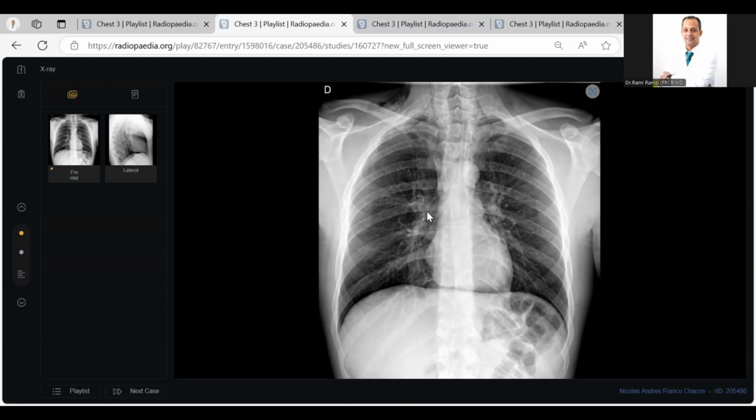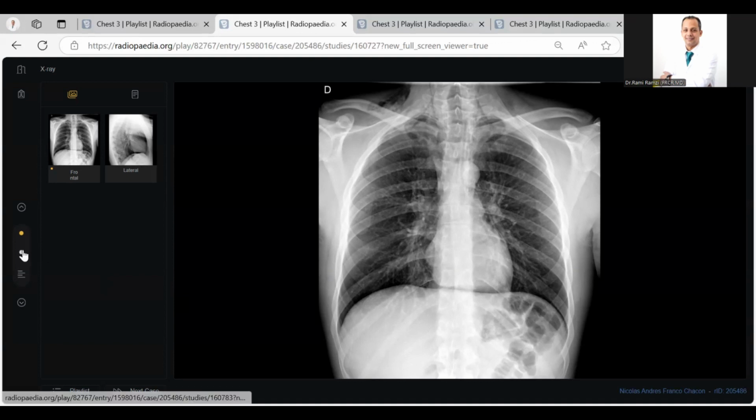Here I can appreciate multiple lucent lines along the superior mediastinum extending into the neck. I can also appreciate subcutaneous emphysema in the right supraclavicular region, and a lucent line along the base of the heart, giving the appearance of a continuous diaphragm sign. So my strong suspicion is of pneumomediastinum with the subcutaneous emphysema.